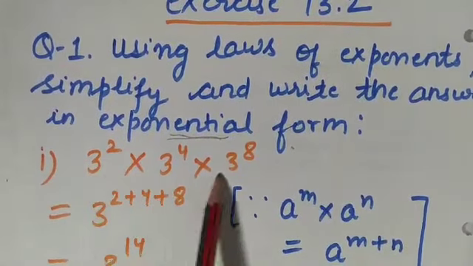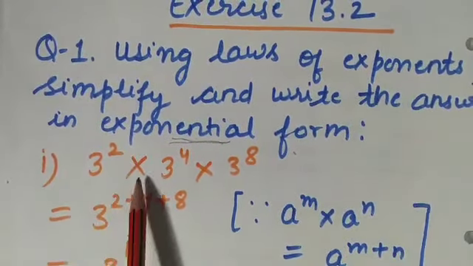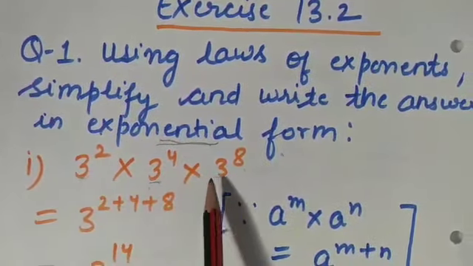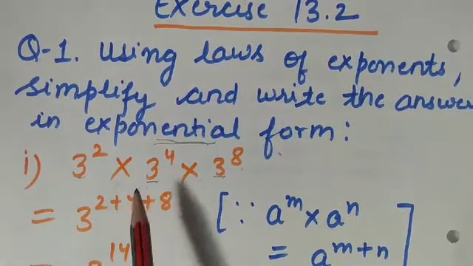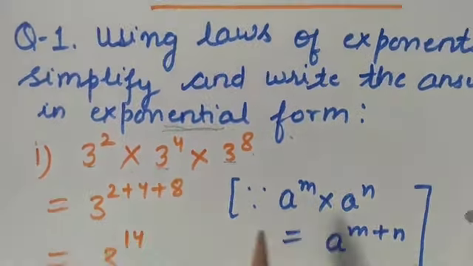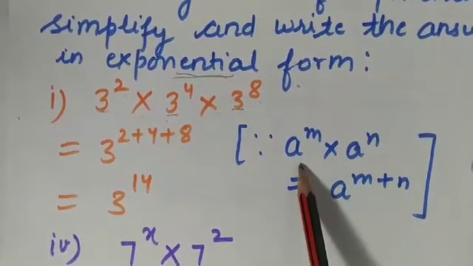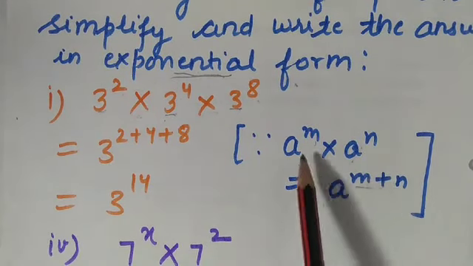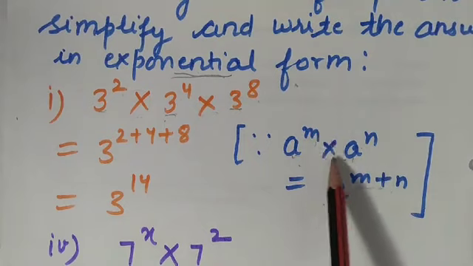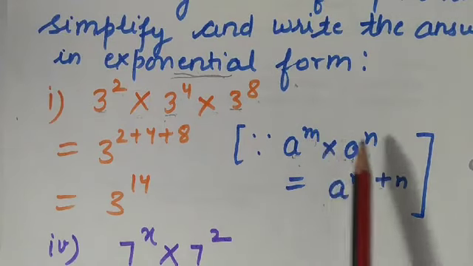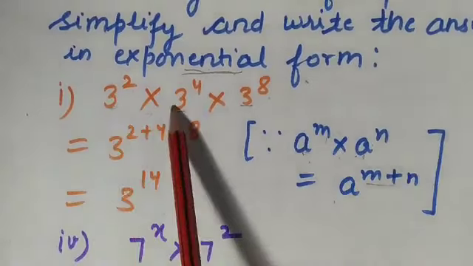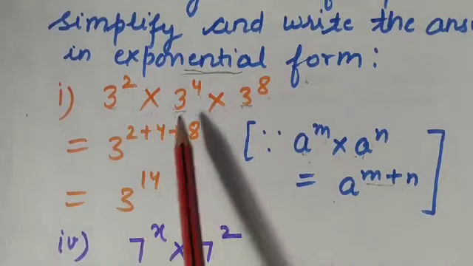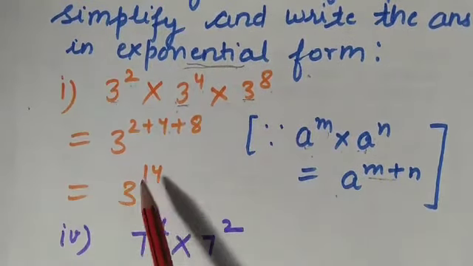So we have this number. I am taking the first part, 3 raised to the power 2 into 3 raised to the power 4 into 3 raised to the power 8. Here I am observing the bases are same and we have multiplication in between. So we can apply the first law, a raised to the power m into a raised to the power n is equal to a raised to the power m plus n. Whenever the bases are same and we are multiplying exponential numbers, then the powers get added. Same case is here. We have the same base and multiplication in between, so the powers get added. So 2 plus 4 plus 8, that will be 3 raised to the power 14.